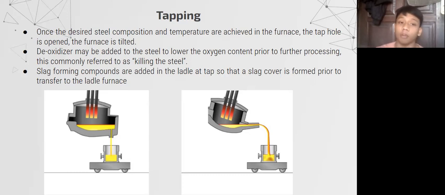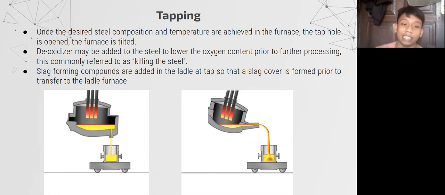After that, the slag forming, there will be slag cover that is built by the tapping process. This slag cover is good, especially when it's calcium aluminate, because it is good for sulfur control. Slag forming compounds are added in the ladle at taps so that the slag cover is formed prior to transfer to the ladle furnace. So basically, when we transfer the liquid metal into the ladle, it will form a slag, but some type of slag that is formed in this process is beneficial to sulfur control, such as calcium aluminate.